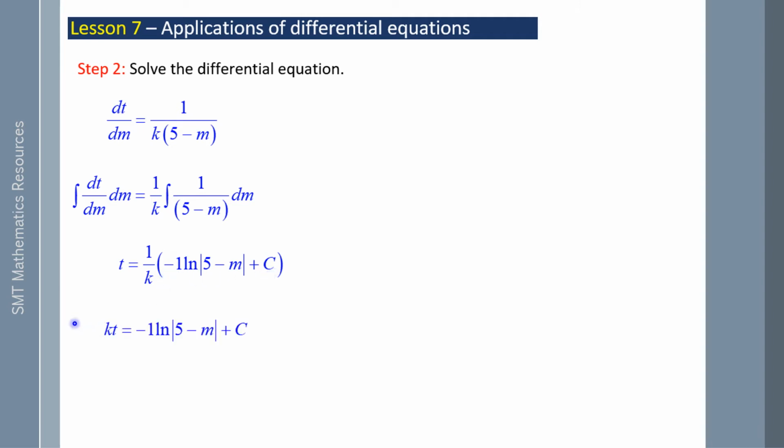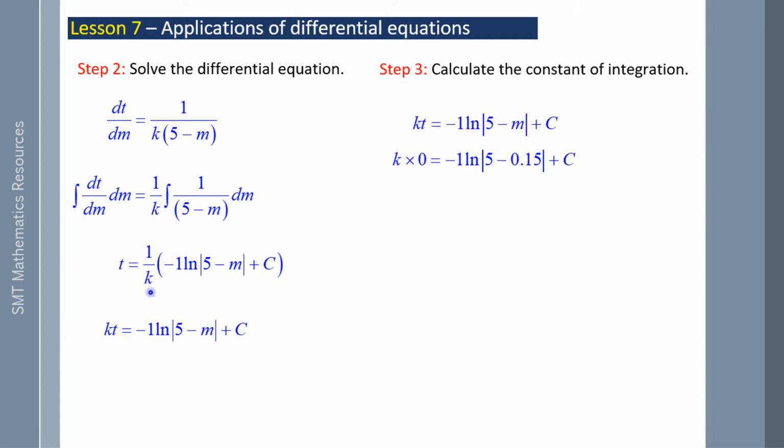Rearrange by multiplying both sides by k. Calculate the constant by subbing in some values, which can be, at time 0, the object weighed 150 grams, which in kilos is 0.15. So C, after rearranging, is the natural log of 4.85. We can now sub that back into here and then hence make a model.